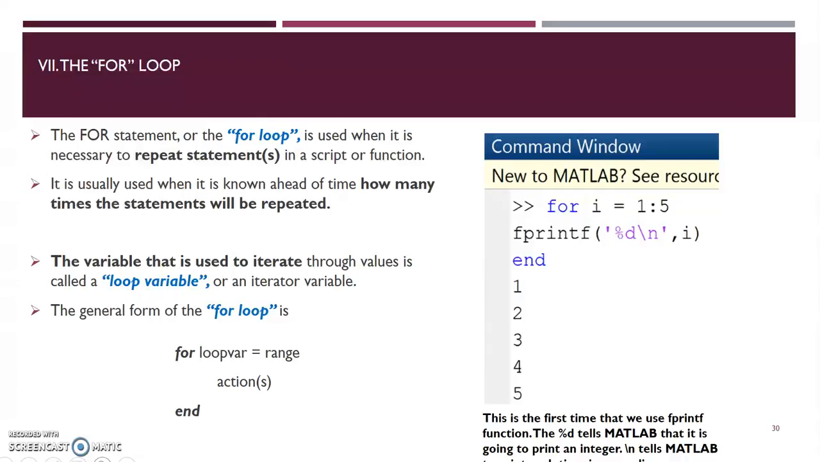I have a very easy example here. Let's say we would like to print the numbers from 1 to 5 in a column. Then all we need to do is to put the print function within a for loop with 5 iterations and print the iterator variable. This is the first time that you see the function printf, so I have written a few lines about this function and its parameters.